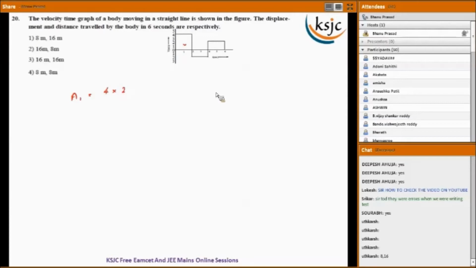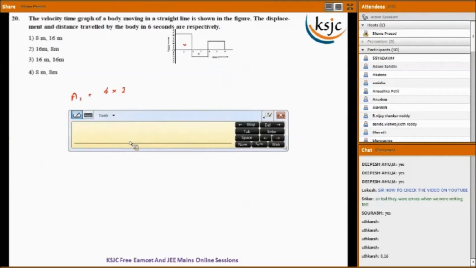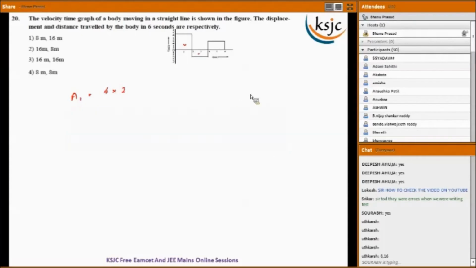I am calculating now the area. Look at the figure again. This is the area I am calculating. The calculation for A2, which is below the x-axis, will be 2 into 2. And then A3, which is the area in the figure again, I am pointing, that is the area we are looking at. And that area is again 2 into 2.